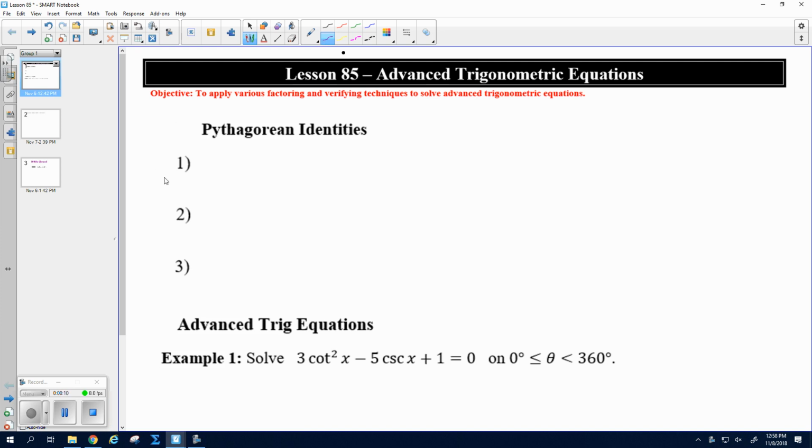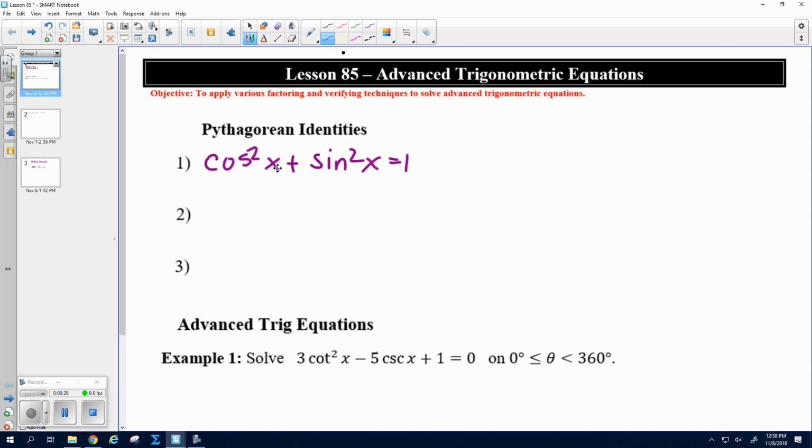So let's write these out for like the millionth time to make sure we really got this. The first one is cosine squared x plus sine squared x equals 1. You're going to need to know these on the test tomorrow. Now I'm going to divide everything through by cosine squared.